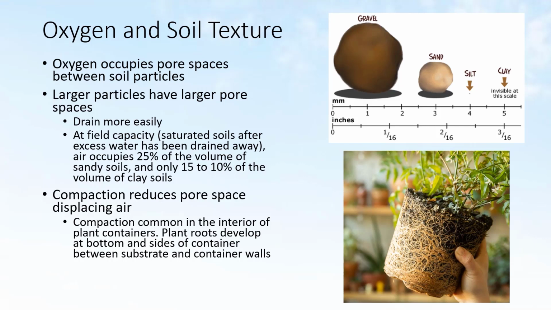So if we're looking at soils, and the factors that affect oxygen availability in our soils, one of the big ones is soil texture. Now, why is this? Similarly to what we talked about when we looked at water availability in the soil, right? Our soil is made up of different sized soil particles. And it's the size of these particles that is going to impact the size of the spaces between them, right? With larger particles having larger pore spaces and smaller particles having smaller pore spaces.